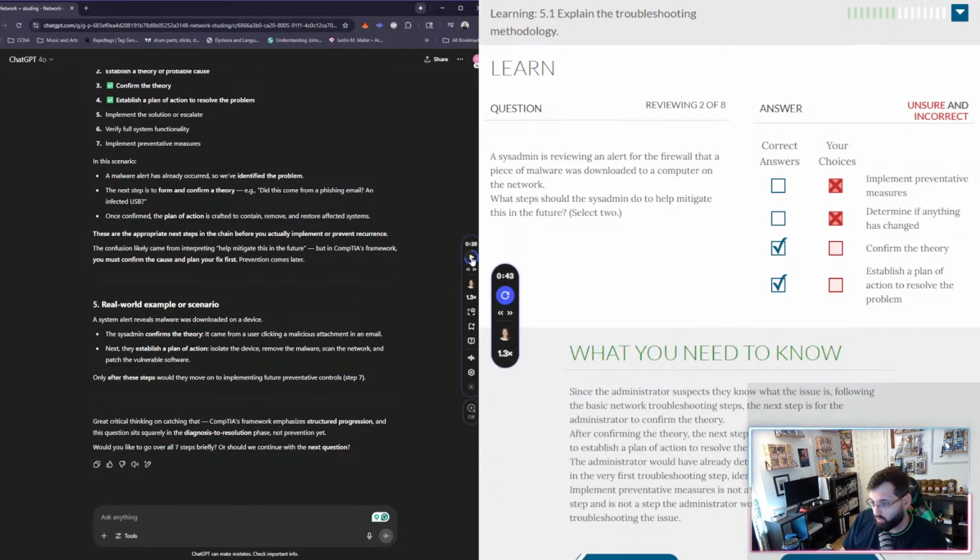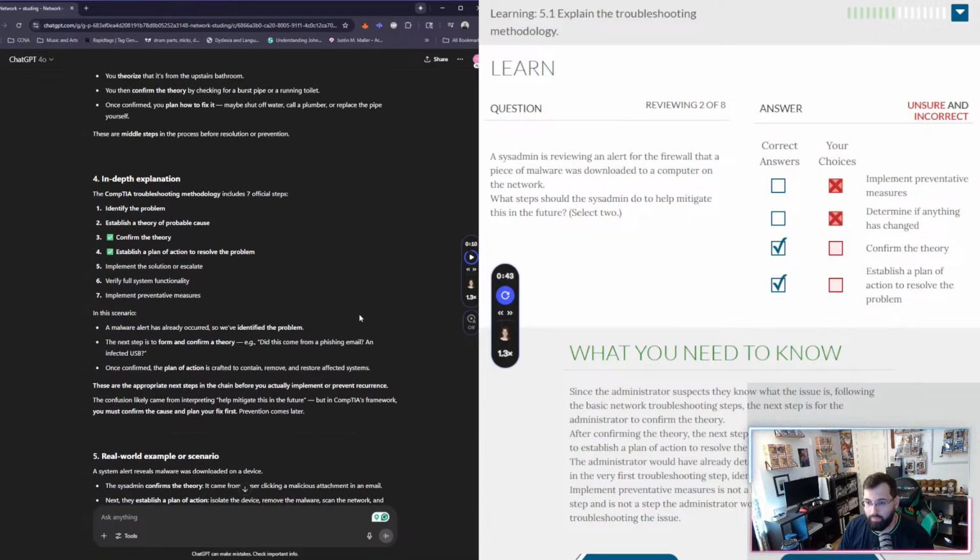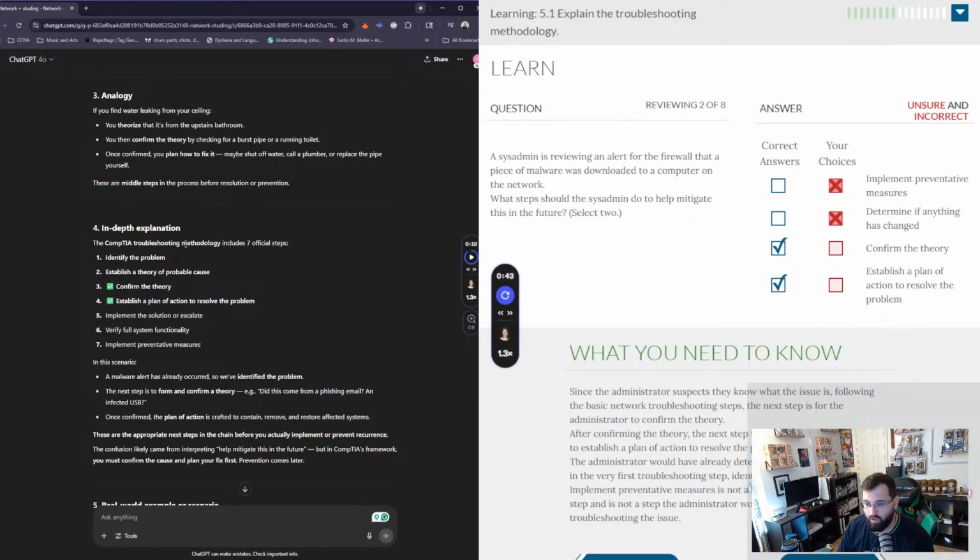Let's see what the real world example or scenario is. A system alert reveals malware was downloaded on a device. The sysadmin confirms the theory. It came from a user clicking a malicious attachment in an email. Next, they establish a plan of action: isolate the device, remove the malware, scan the network, and patch the vulnerable software. Only after these steps would they move on to implementing future preventative controls. Step 7. Great, critical. Okay, so I'm a big fan of the CompTIA troubleshooting methodology.